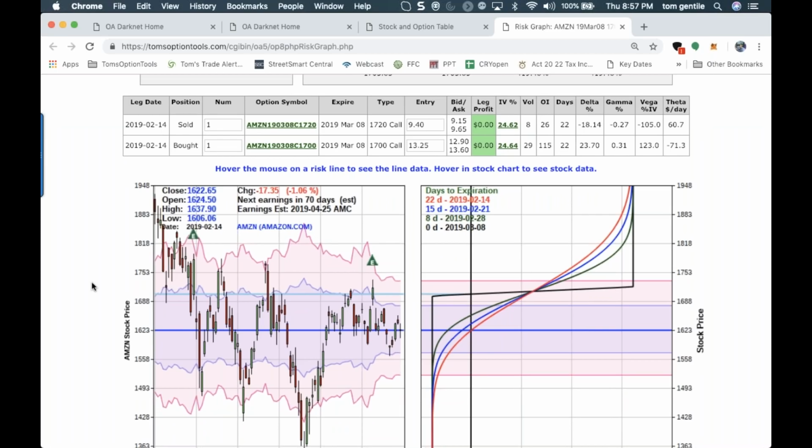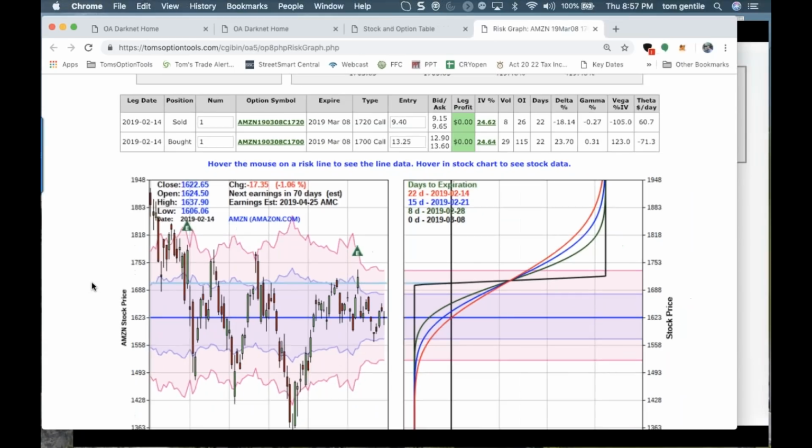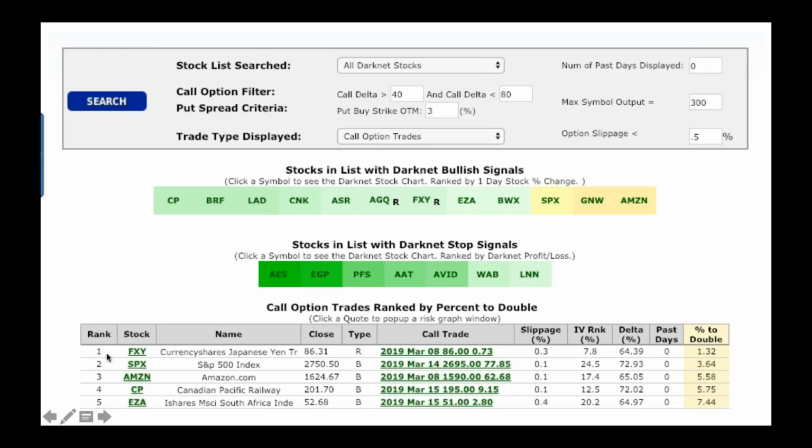All right, so that's Darknet. And let me just wrap up by going back to the actual Darknet trade. So we had Darknet trades that were showing on FXY, SPX, Amazon, CP, and EZA. Now, again, what I do is I verify the position first, and I look at how it did in its past with Darknet signals. I then try to get the average of where it moved in that chart, so I can get a projection of where I think it's going to move going forward. And then I place my option trades around that.